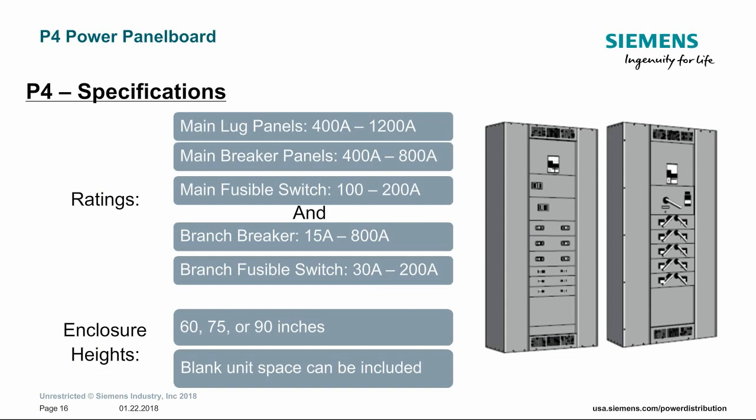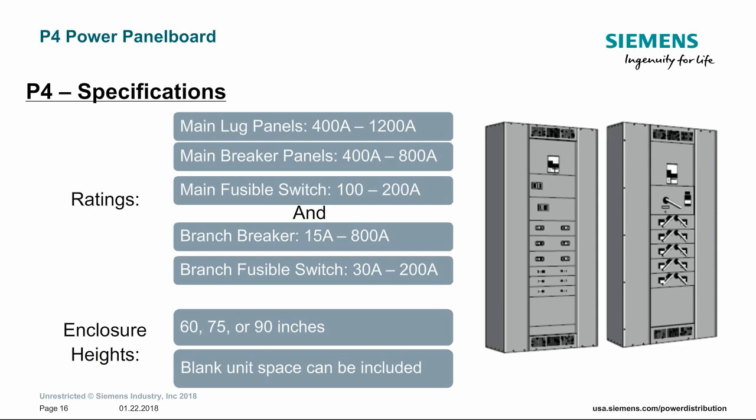So now that we've concluded all of the lighting panel boards in our P-Series family, let's move on to the first of our power panels, the P4. You can see we have all of the specifications for our P4 listed here. The biggest thing to note is that now that we've moved into power panel boards, we have an increase in our ratings available. So our main lug P4s are able to go from 400 all the way up to 1200 amps now. Also, our main breaker panels have an increase up to 800 amps available.